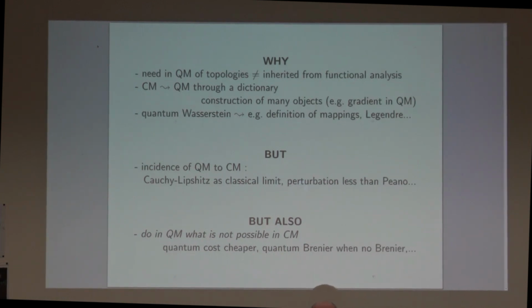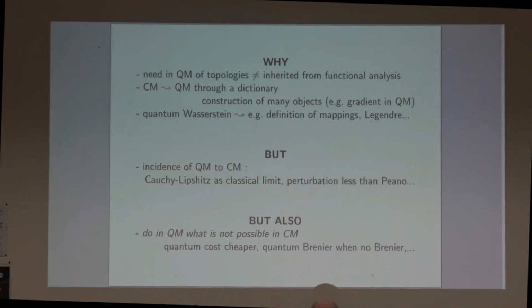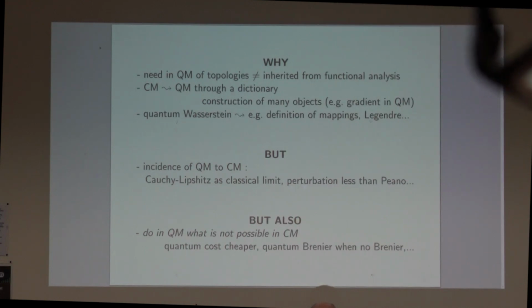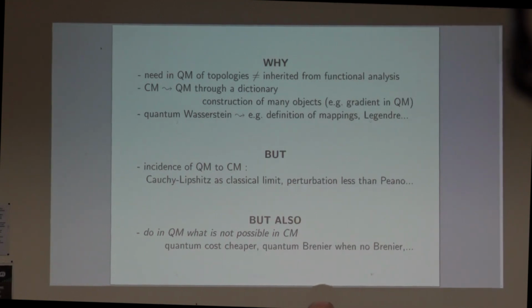In fact, it's one of the features of quantum mechanics that it gives you an equation, but it doesn't tell you what the Hamiltonian, for example, is, and you have to take the Hamiltonian from classical mechanics. So I will start by showing you why it's interesting to use other topologies than the ones we got used to out of functional analysis. Then I will show you this dictionary, and finally I will present a quantum version of the Wasserstein distance, which is not a distance, but which is a quantum version of it.